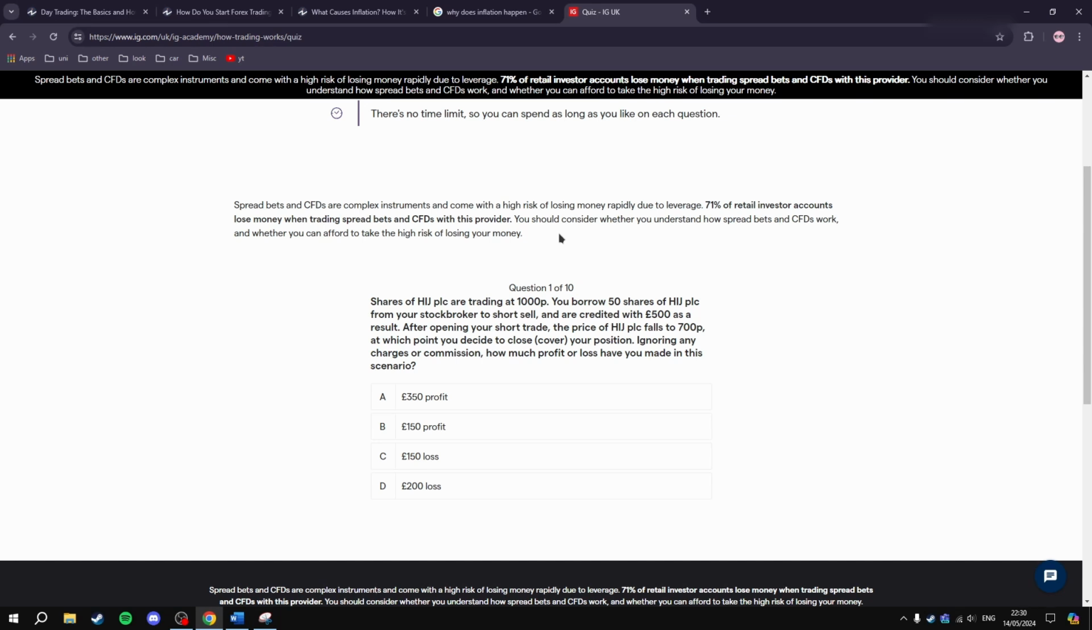So what's the price difference? 1,000 pence minus 700 pence, 300 times how many shares? 50 shares. Oh no, wait. So 300 pence difference times 50 shares is 15,000 pence. That equals £150. So £150 profit.